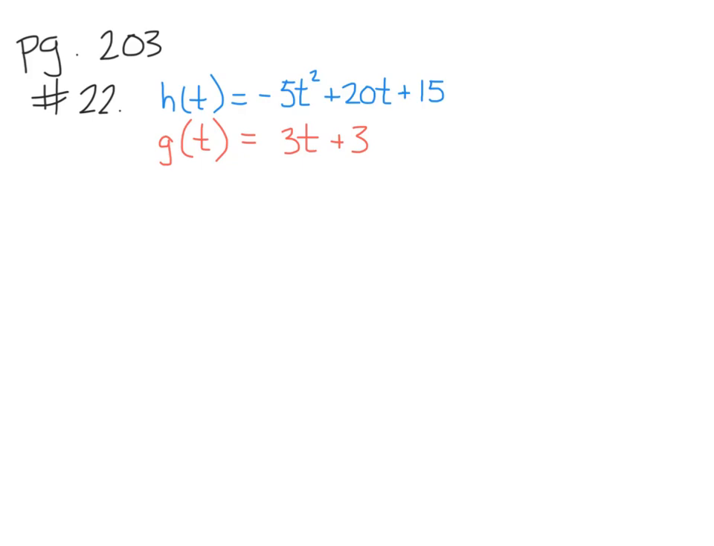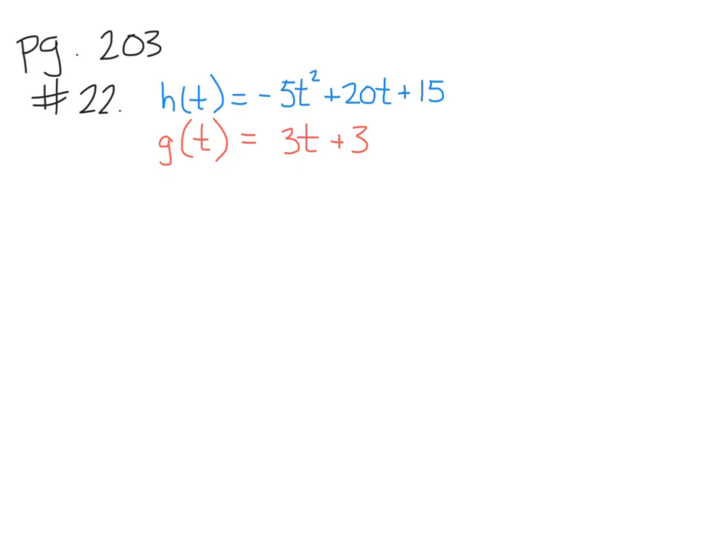So it's asking us, will this line, okay, I'm going to assume it does because it asks us a whole bunch of other questions after that. So will this line ever hit this parabola? Okay, so you have a linear quadratic relationship here, and you're trying to figure out where the point of intersection is between the two. When will they be equal to each other?